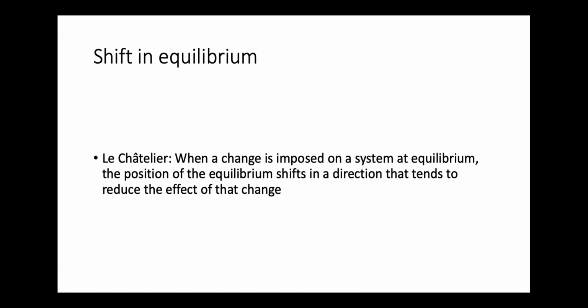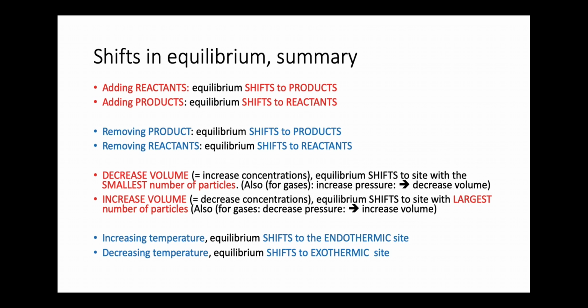Shifts in equilibrium. That's the next topic. Le Chatelier's principle: when there is a change on a system, the system wants to shift back in a direction that tends to reduce the effect of that change. We talked about a couple of changes. If I have an equilibrium and I'm adding reactants, it shifts to products. Adding products, shift to reactants. If I remove products, then the reverse reaction will happen less, so I shift to products. Remove reactant, shift to reactants.